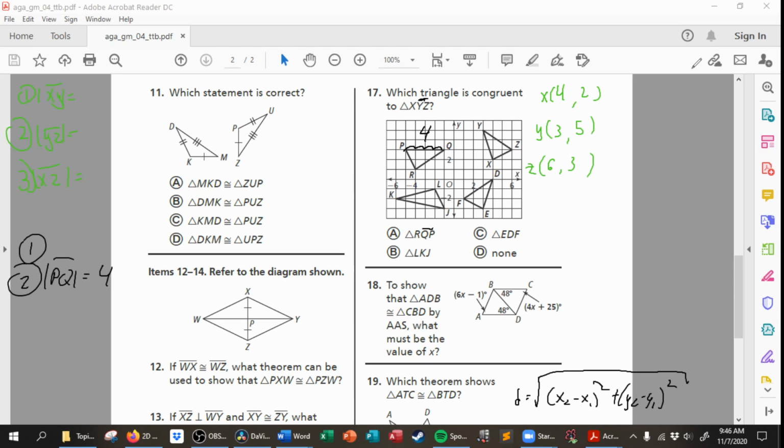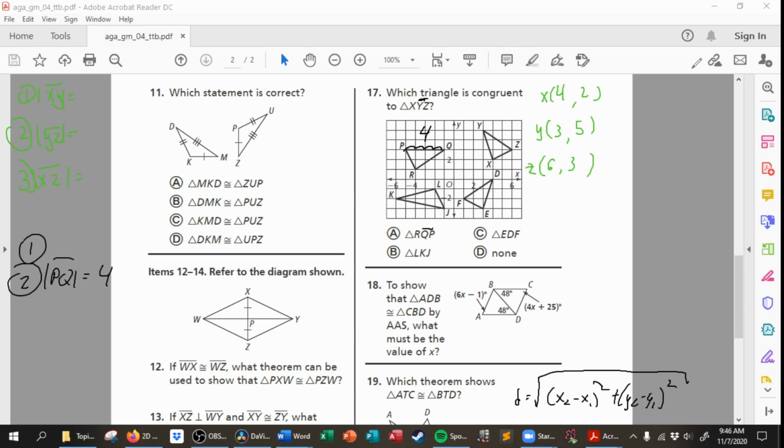My goal here is to do as little work as possible so I have as much time as possible for the rest of the test. So if I can show that PQ and YZ are not congruent, then I am good to go by ruling out RQP, because CPCTC tells me that all parts of corresponding triangles are congruent. All right.